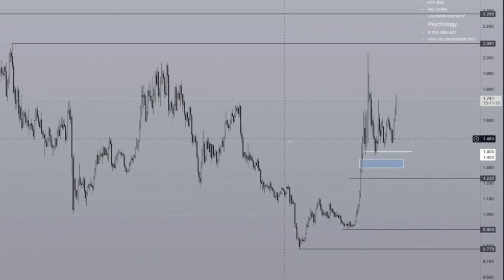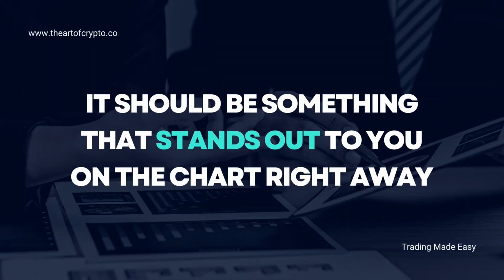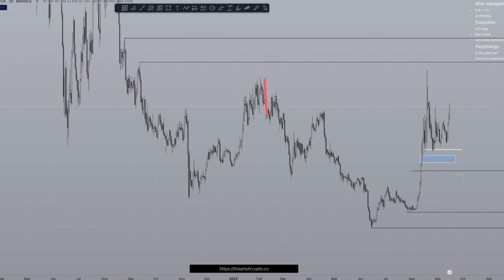And this is also going to come in handy when, for example, again, Rune 1, 2, 3, right? 3 impulse move. And the way that you identify these impulses is it should be something that stands out to you on the chart right away as an aggressive move. For example, right here, that's an aggressive move. Right here, that is an aggressive move. And then you get a retrace.